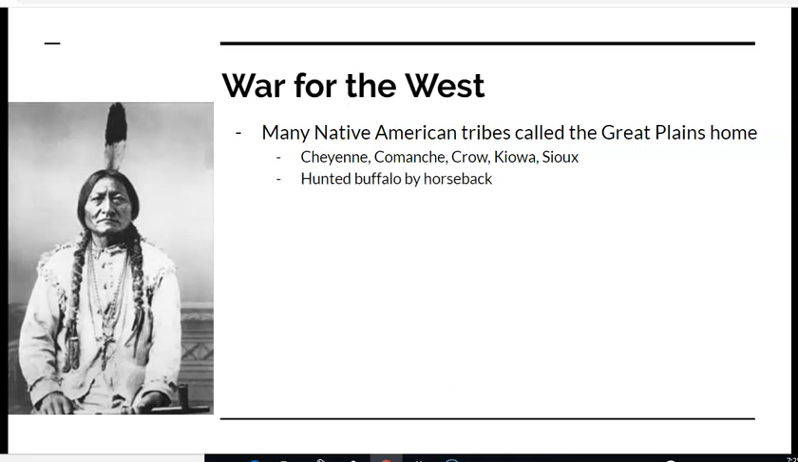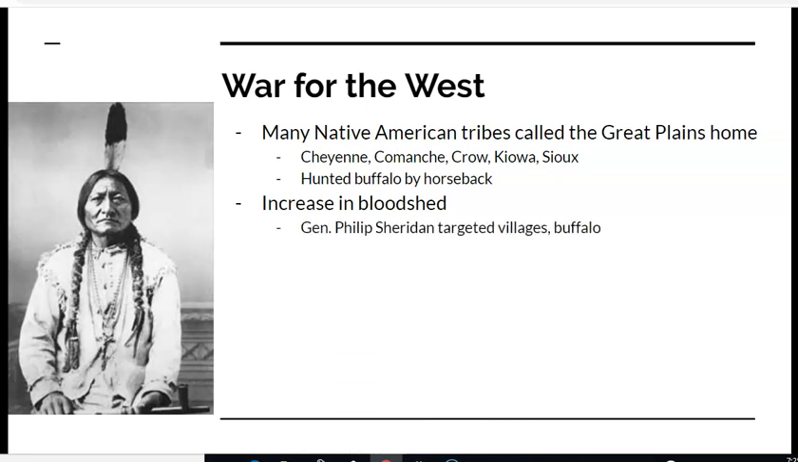And the Native Americans in this area were known for hunting buffalo by horseback. As westward migration continues, there's going to be an increase in bloodshed. General Philip Sheridan, who was a hero in the Civil War, is going to target villages and target the buffalo. So he's not going to take the Native Americans head on. He's not going to fight their warriors. He's going to target their villages. He's going to target the buffalo and really hit them where it hurts.